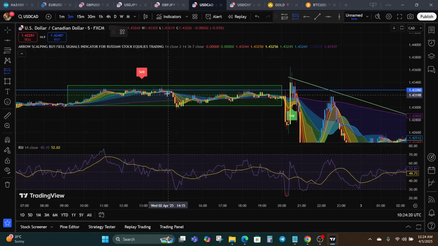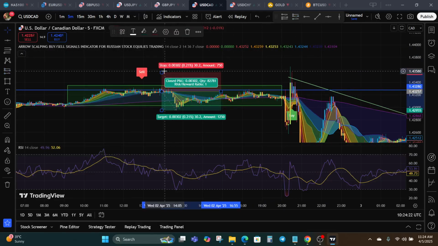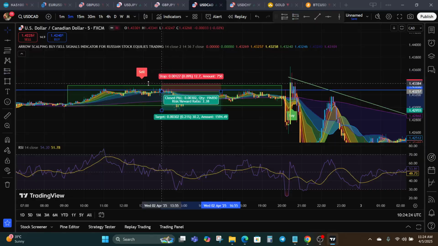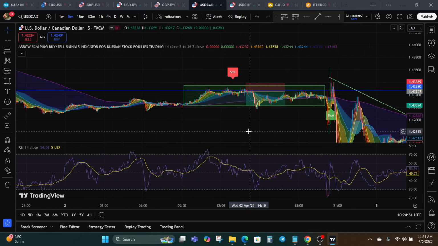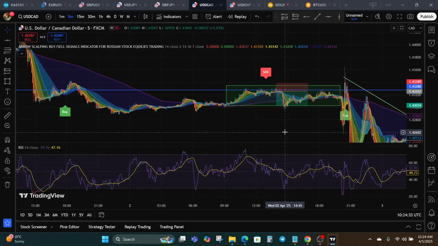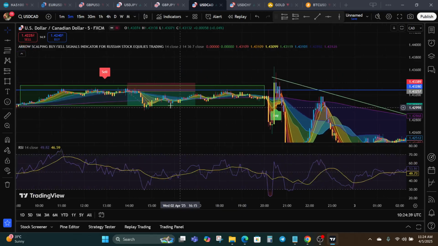So you can enter your sell after you get a candlestick confirmation. Your stop loss is just going to be above the resistance. Your take profit can be around the support. So this is just an example of entering a trade based on the signal given to you by this buy sell signal indicator and the confirmation from the RSI and price action.